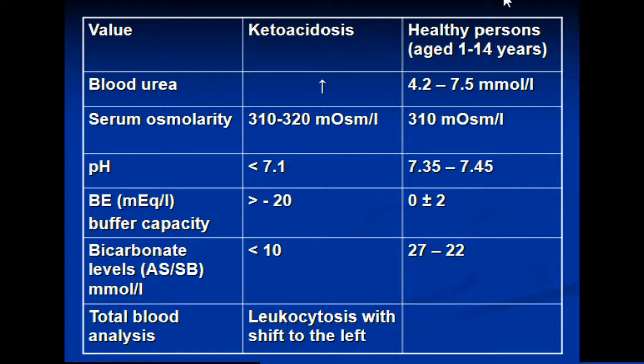Serum osmolarity is normal, 310 to 320. pH of blood less than 7.1. pH in normal 7.35 to 7.45. Buffer capacity normal plus or minus 2. In diabetes mellitus ketoacidosis more than minus 20. Total blood analysis: leukocytosis, shift to the left and ESR increase.